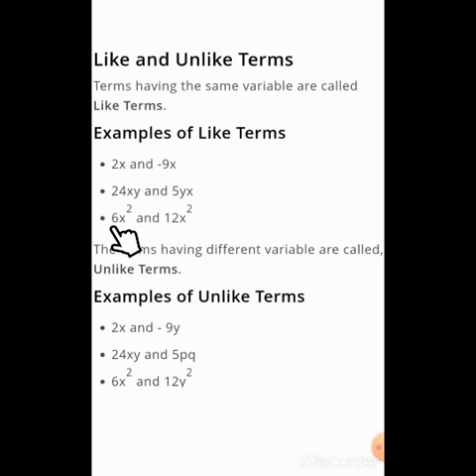Here 6x square and 12x square. Here x square and x square are both the same, so we call them like terms. Why? Because the variables are the same. The coefficients are different but the variables are the same.